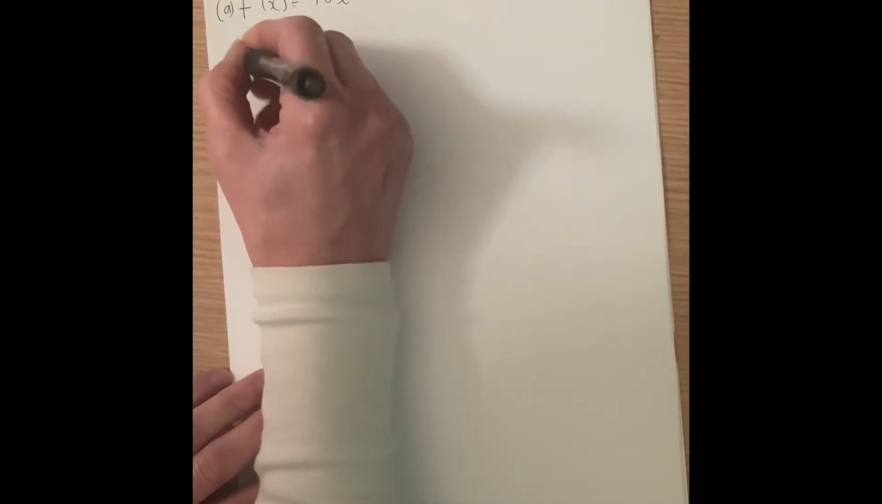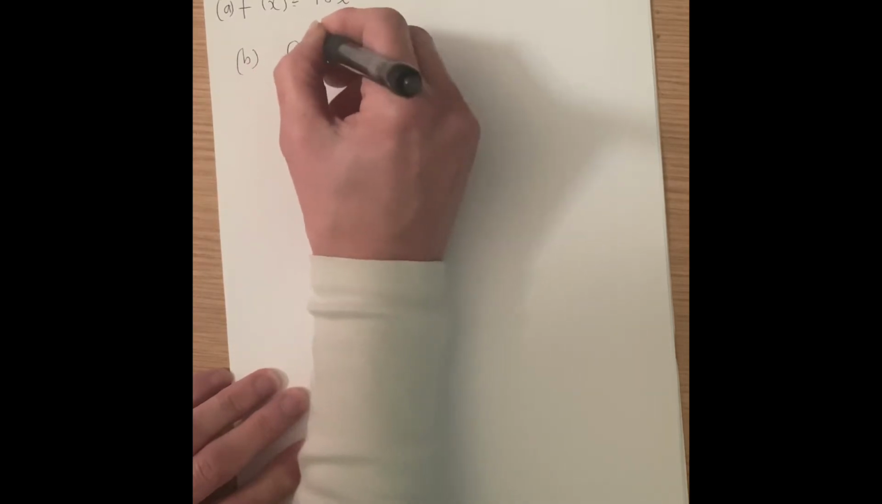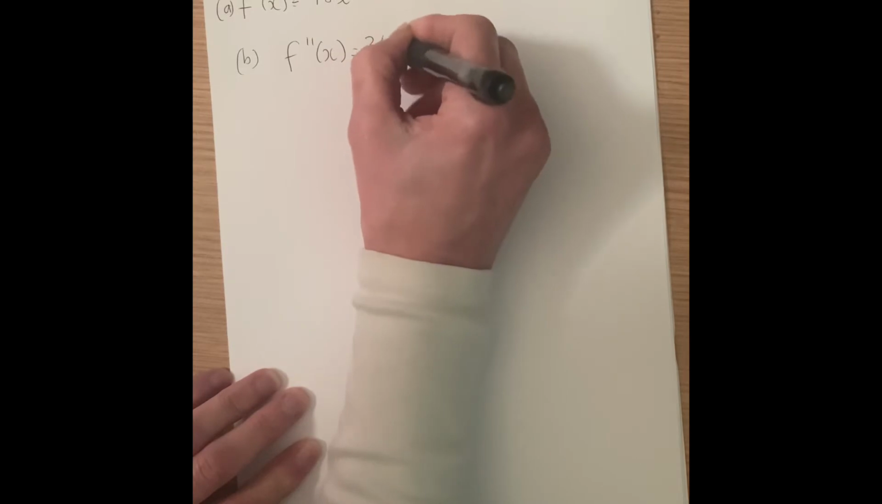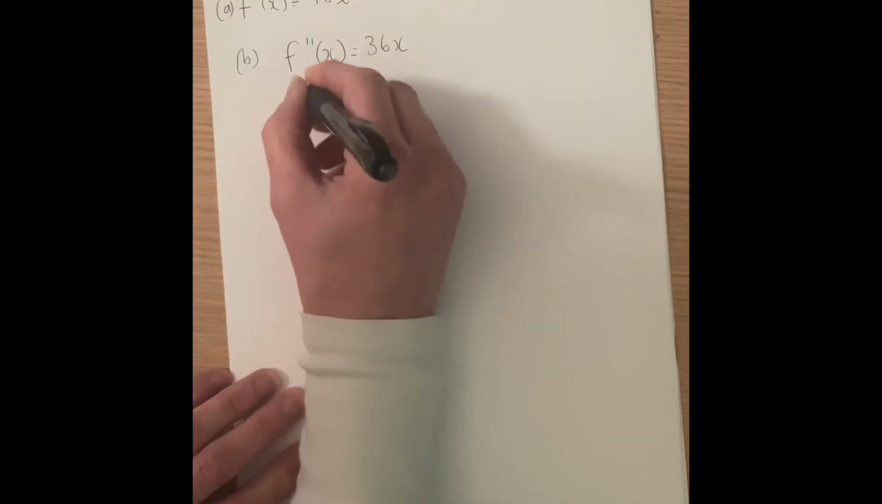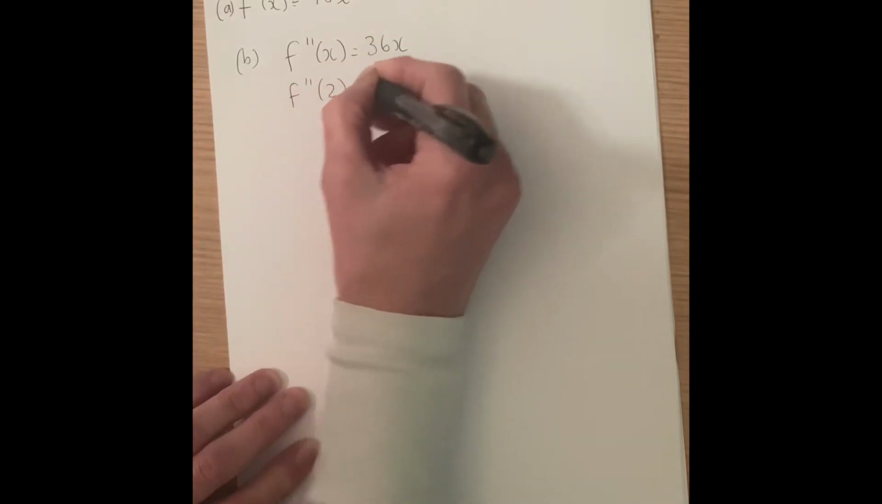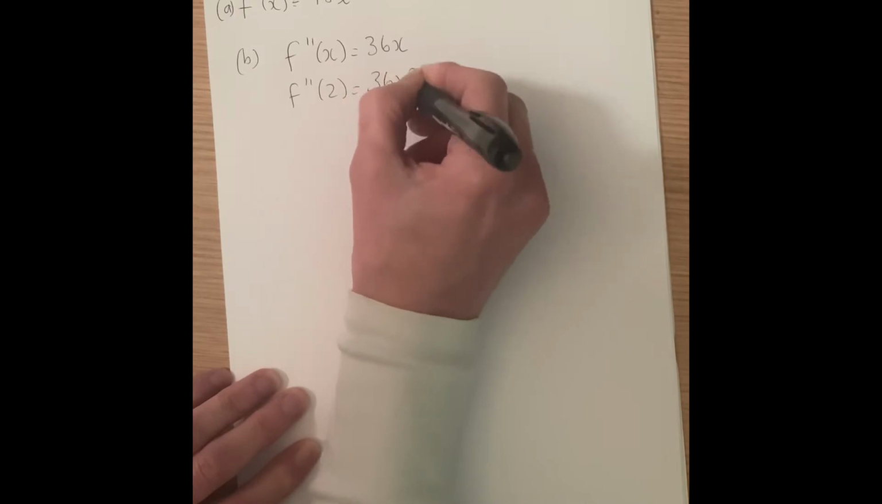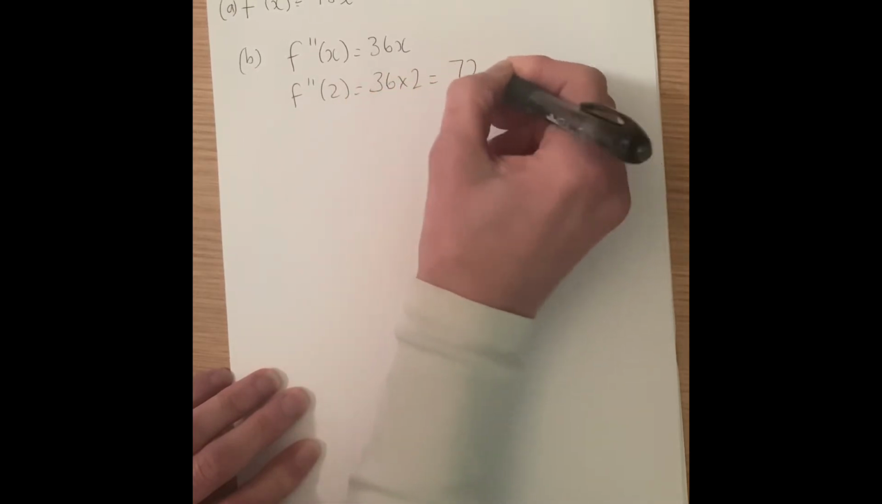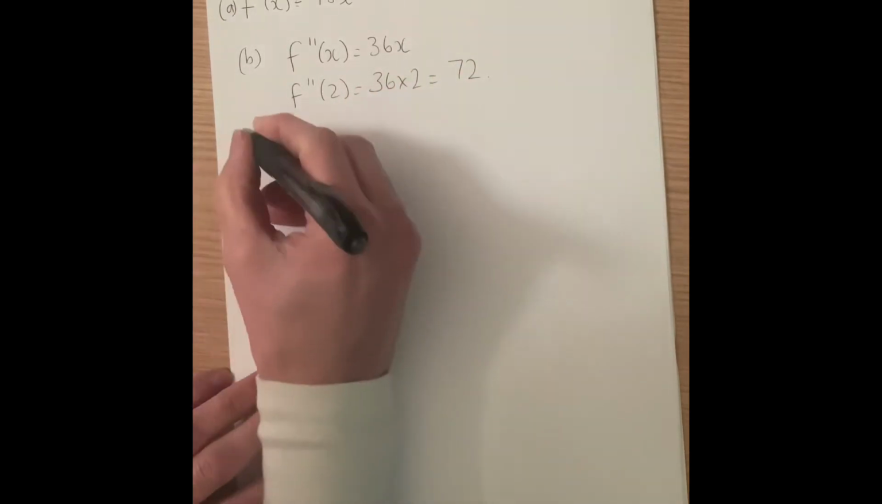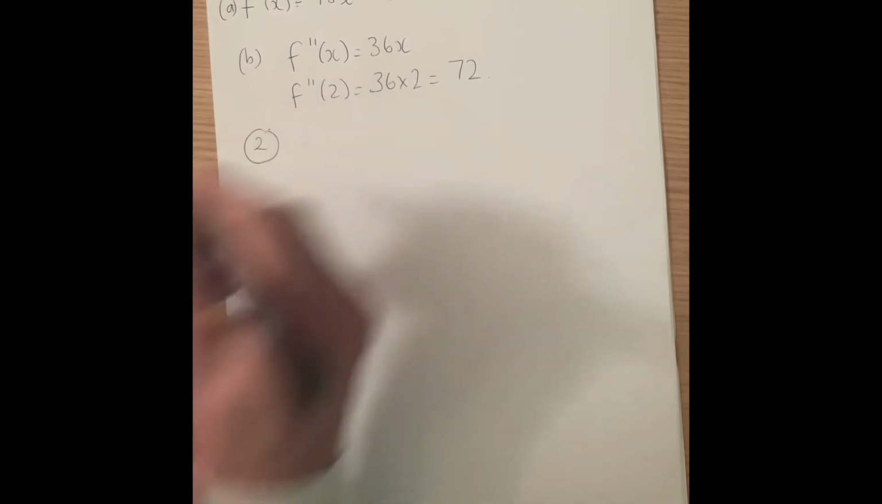And part B, f double dashed x, so you're going to get 36x, but it's f double dash of 2. So obviously 36 times 2, which is 72. Now, of course, that second one could have been checked and done on your calculator.